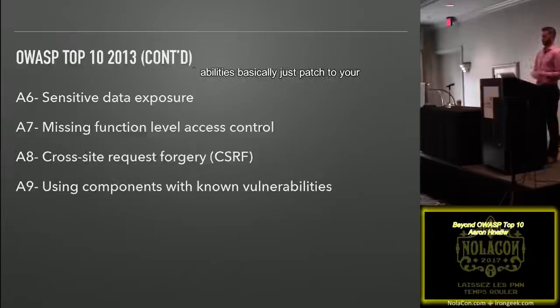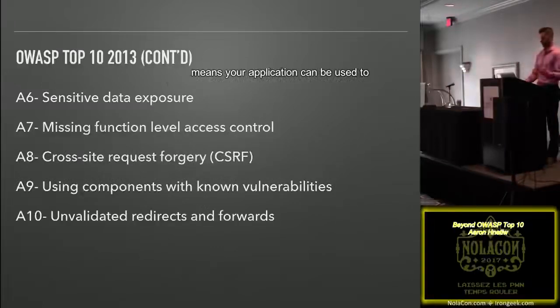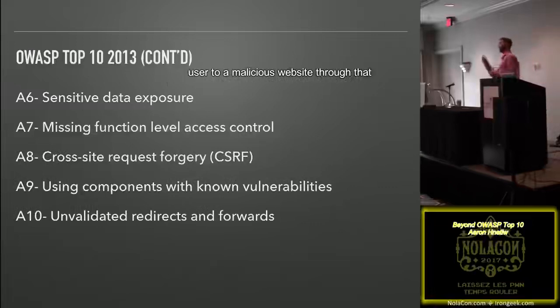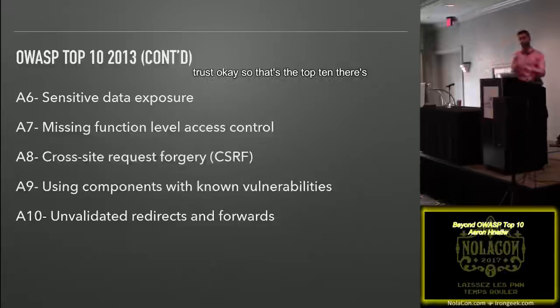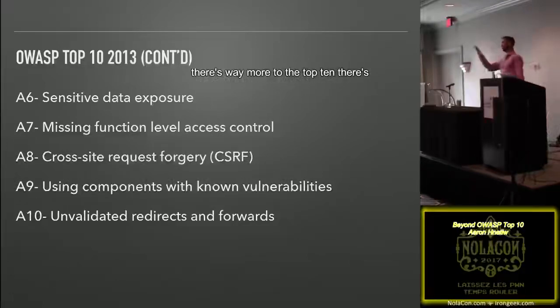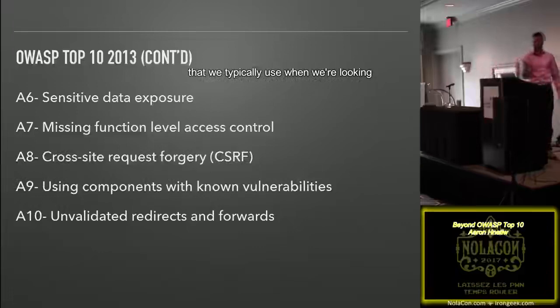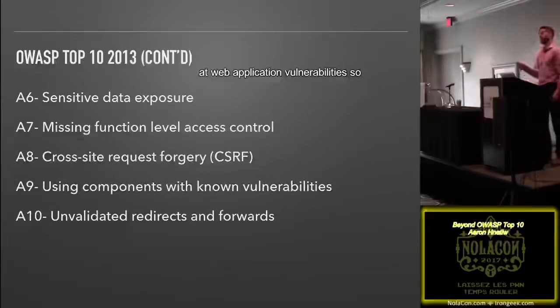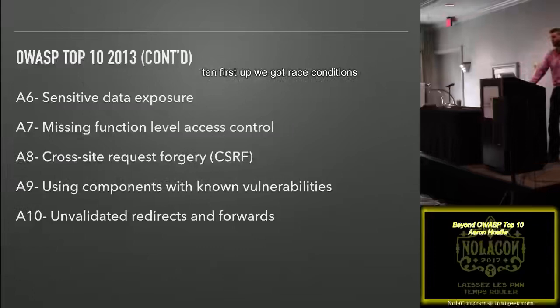Using components with known vulnerabilities, basically just patch your stuff. That's what this one's categorized as. And unvalidated redirects and forwards means your application can be used to send a user to a malicious website through that legitimate domain that they trust. Okay, so that's the top 10. There's a lot in there. Obviously, you can look a lot more into this. There's way more to the top 10, more details, but this is the categorization structure that we typically use when we're looking at web application vulnerabilities. So let's get into what goes beyond the top 10.